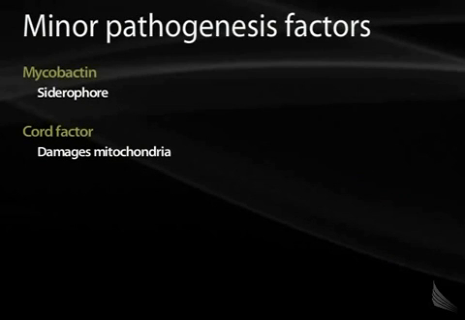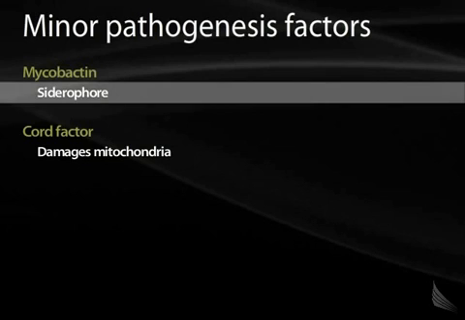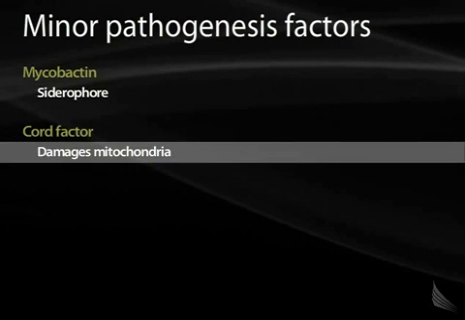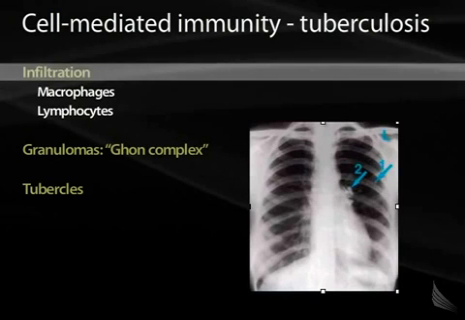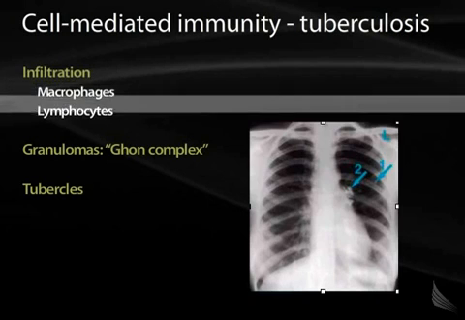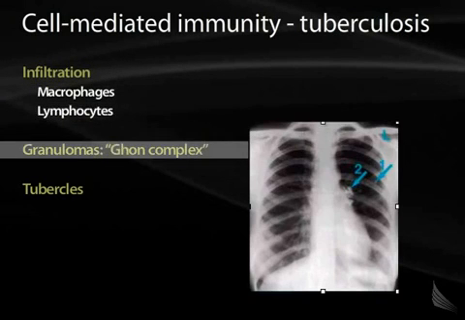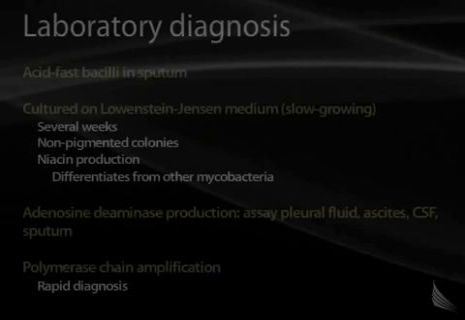Minor pathogenesis factors include mycobactin, which is a siderophore, which helps steal iron from the body, and cord factor, which damages mitochondria and inhibits the macrophage from killing the bacteria. Cell-mediated immunity is important for tuberculosis. And what you get is the bacteria initially infiltrate and infect the macrophages. The lymphocytes get activated. You form a granuloma, which is the Ghon complex, and also you can find tubercles in other parts of the body.